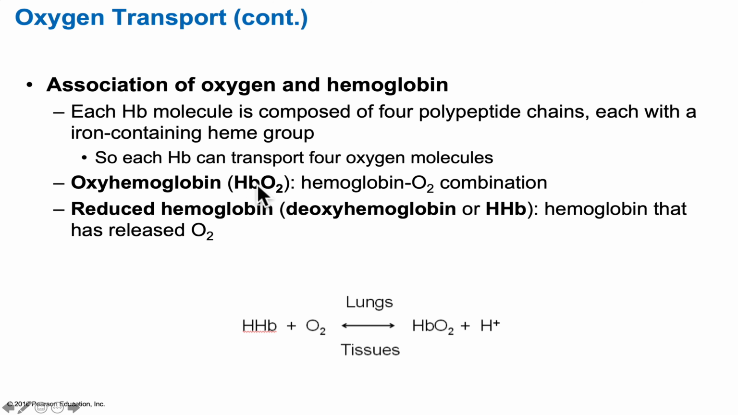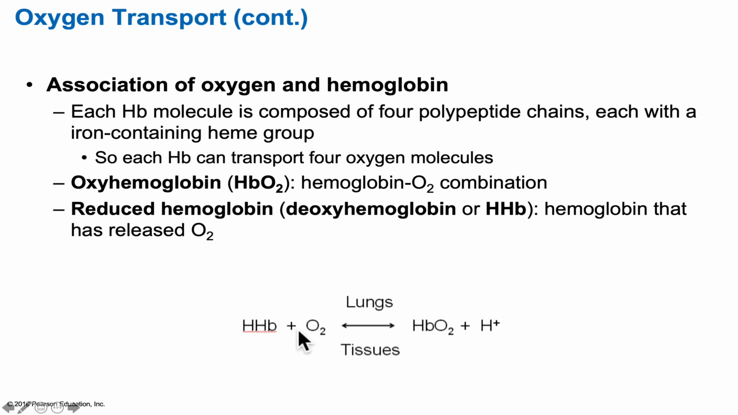Now, hemoglobin that has released oxygen gets reduced to just hemoglobin. The term we use is deoxyhemoglobin, and we write it with this acronym here, capital H and lowercase b. So when oxygen attaches to hemoglobin, it's oxyhemoglobin, and without the oxygen, deoxyhemoglobin.